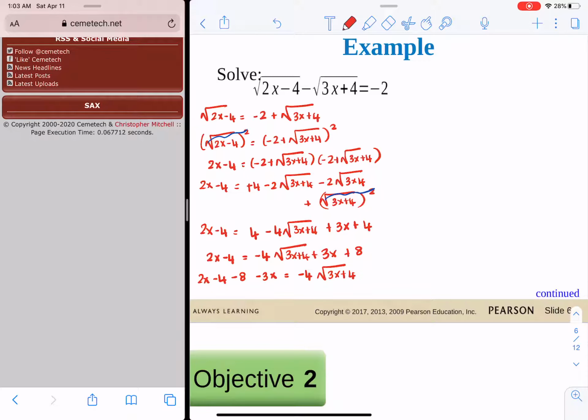2x minus 3x is minus x, and negative 4 minus 8 is negative 12, equals negative 4 square root of 3x plus 4. I have a negative in common on the left hand side, so I pull that negative out, and I am going to get rid of the negatives.